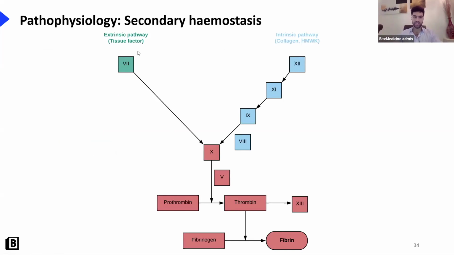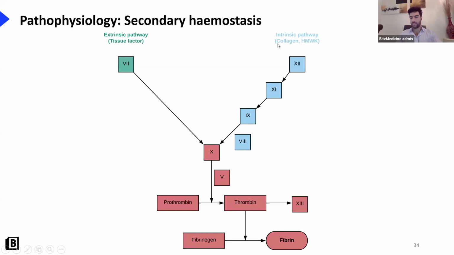The extrinsic pathway is on the left, and that involves factor 7. The extrinsic pathway is in green or turquoise, or whatever this color is. The intrinsic pathway is on the right, and that involves factor 12, and that's in light blue. All the stuff in red is known as the common pathway, okay? So we've got green for extrinsic, blue for intrinsic, and red for common pathway. Tissue factor is a protein released upon trauma, okay? Upon damage to cells, cells release tissue factor and then activate factor 7.